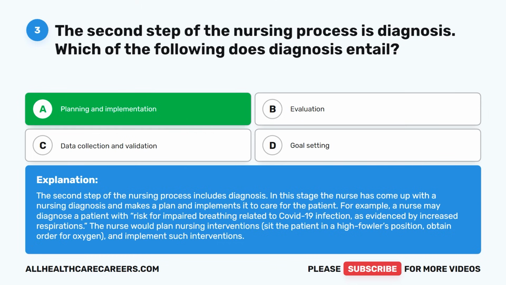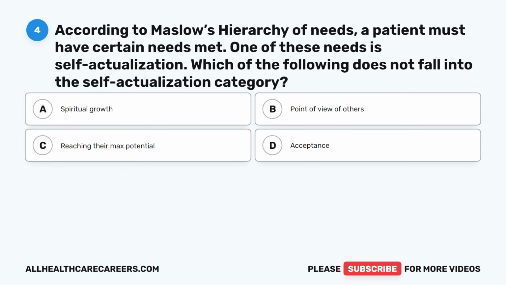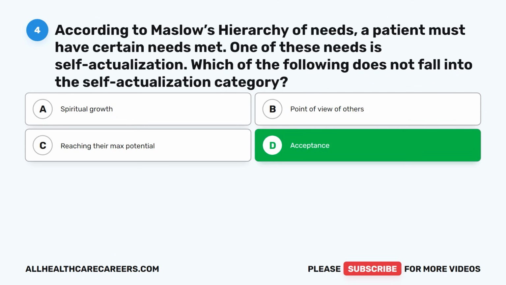such interventions. Question 4. According to Maslow's hierarchy of needs, a patient must have certain needs met. One of these needs is self-actualization. Which of the following does not fall into the self-actualization category? A. Spiritual growth. B. Point of view of others. C. Reaching their max potential. D. Acceptance. The correct answer is D.